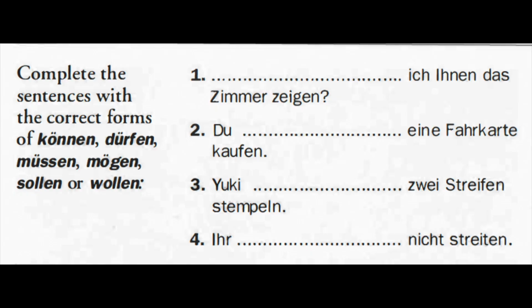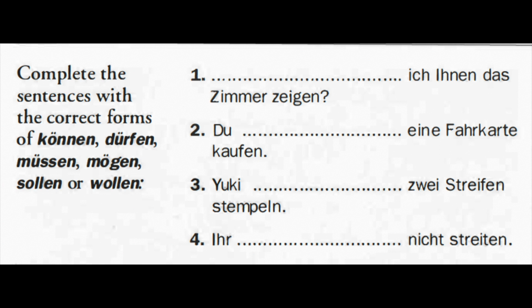Exercise number 4. We've got 4 sentences. Complete the sentences with the correct forms of können, dürfen, müssen, mögen, sollen or wollen. Nummer 1. Darf ich Ihnen das Zimmer zeigen? I think you could also use kann or soll, right? Always consider the context. Nummer 2. Du musst eine Fahrkarte kaufen. Du sollst eine Fahrkarte kaufen. Du kannst eine Fahrkarte kaufen.